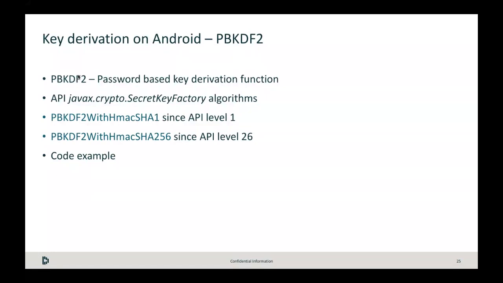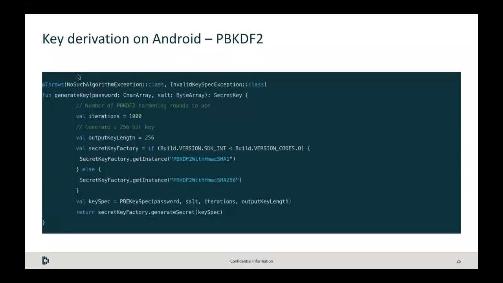I would like to show a simple example of the code. Basically, we will have defined the parameter iterations, which is the cost of the time. The more iterations you have, the slower this function will run. And you will call the API to generate the key. Be careful here. You will have to handle migration because the user can upgrade their device from an old version of OS to the newer version of OS.